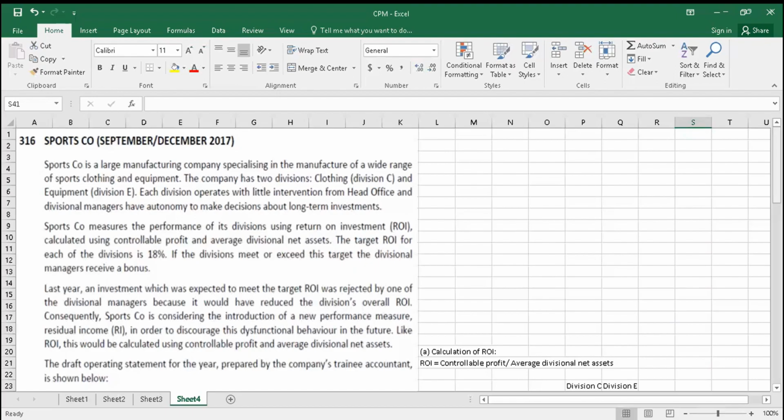Anything for you to add? They have rejected one project last year, an investment, and that was the dysfunctional thing. A project with an ROI that was less than the target ROI. Do you think this could be one reason why there was an impact on their profit?